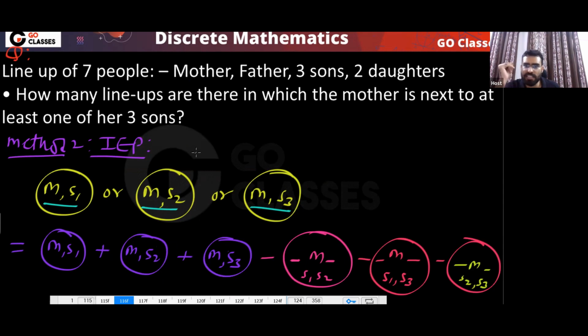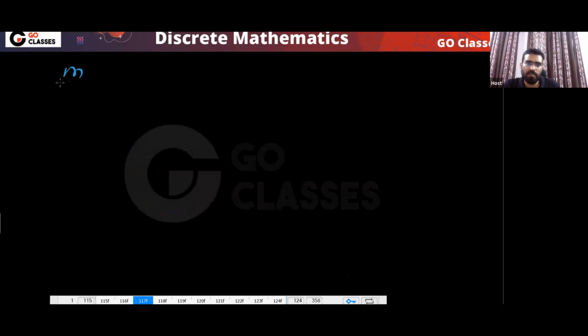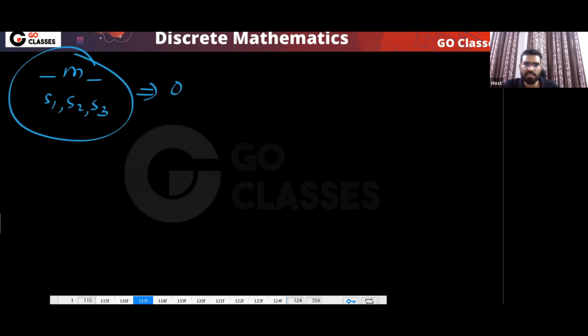Mother with S1, S2, S3 is not possible, right? Is this clear? See, this case is not possible. Like mother, only two are possible. Like S1, S2, S3, this is 0, or I can say this is not possible. So this third case is not possible at all. Now you find the answer.